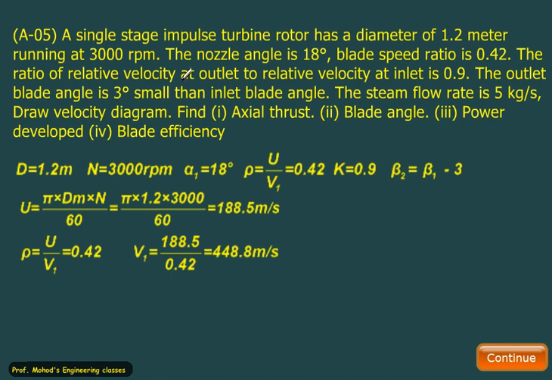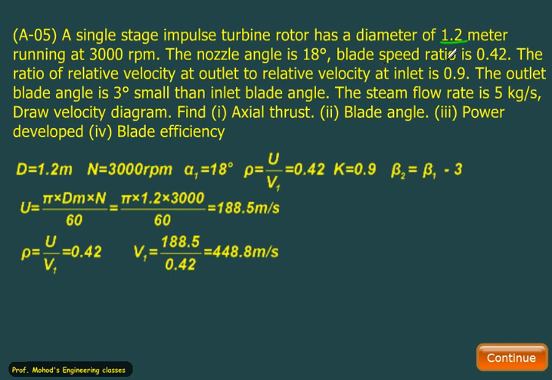In this case, we have been given a single stage impulse turbine rotor which has a diameter of 1.2 meter, so D equals 1.2, and is running at 3000 rpm. The nozzle angle is 18 degrees, so alpha 1 equals 18.